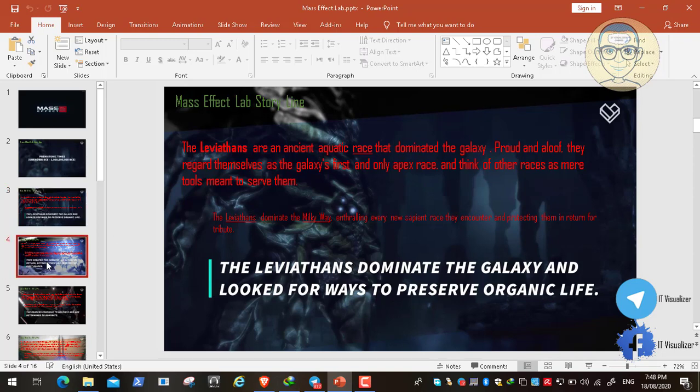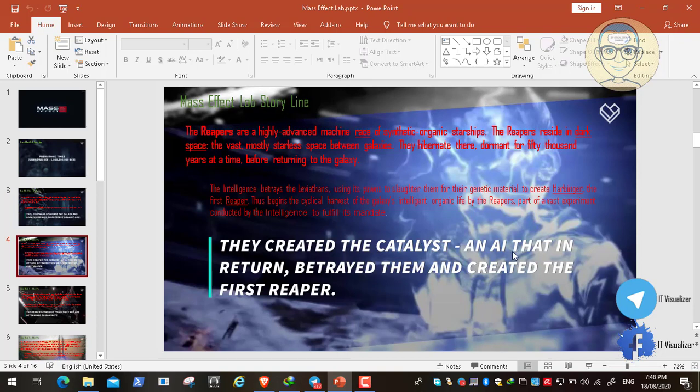So what happens after that, they created an AI, an artificial intelligence, to help them maintain their large empire and the different species that they had controlled. Although their brain powers are very powerful and they can control a lot of species and a lot of galaxies, this was not enough, so they created an artificial intelligence to help them control the other species and galaxies.